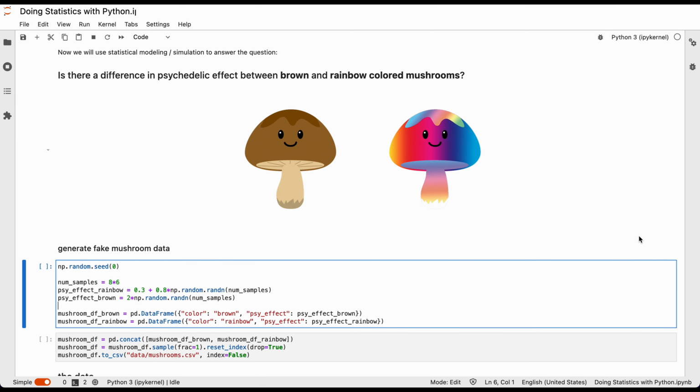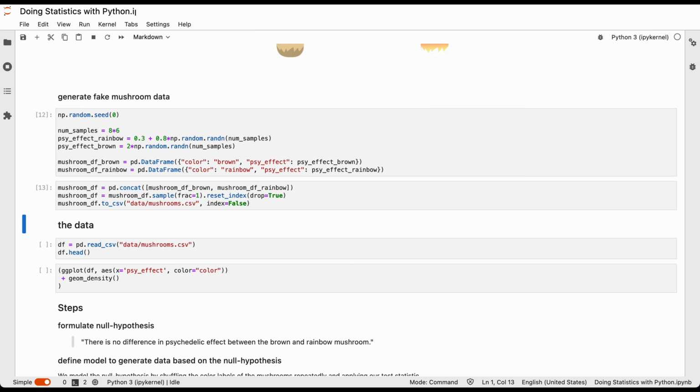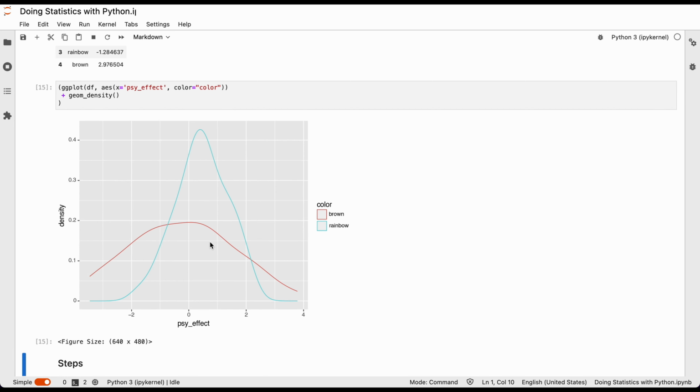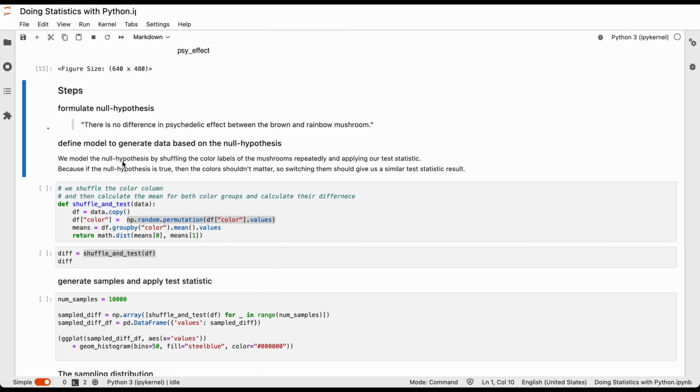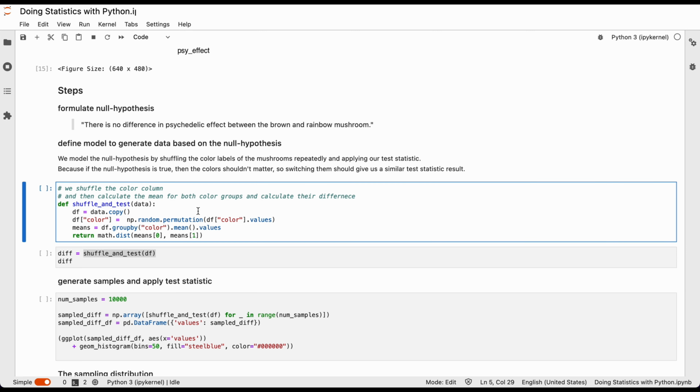Okay, now let's also walk through this in Python. So in this cell we're generating our fake mushroom data, which we can also look at. So here we have a density plot for the psychedelic effect, for the brown and for the rainbow colored mushroom, and just by eye it's a little bit hard to tell if there really is a significant difference. So we formulate our null hypothesis that the color of the mushrooms doesn't matter regarding the psychedelic effect, and then we define our model, which is just a shuffling of the values. So in here we're actually permutating the colors, then we group by the colors and calculate the means, and then based on the means the difference.